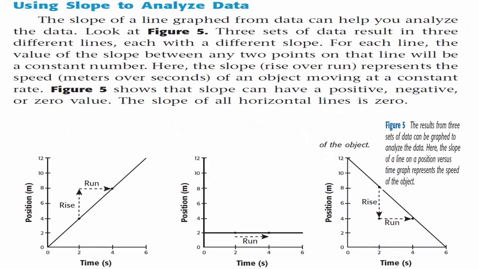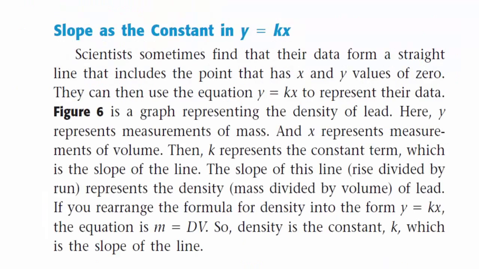Using slope to analyze data. The slope of a line graphed from data can help you analyze the data. Look at Figure 5. Three sets of data result in three different lines, each with a different slope. For each line, the value of the slope between any two points on that line will be a constant number. Here, the slope, rise over run, represents the speed, meters over seconds, of an object moving at a constant rate. Figure 5 shows that slope can have a positive, negative, or 0 value. The slope of all horizontal lines is 0.